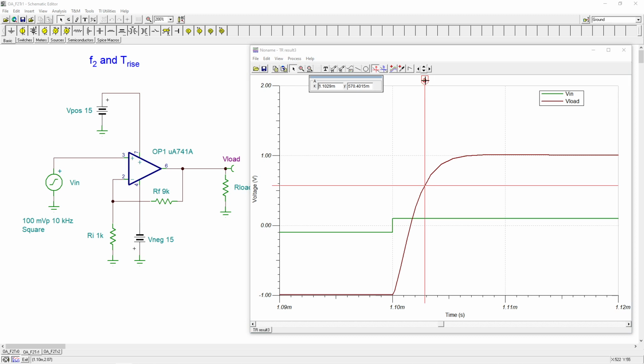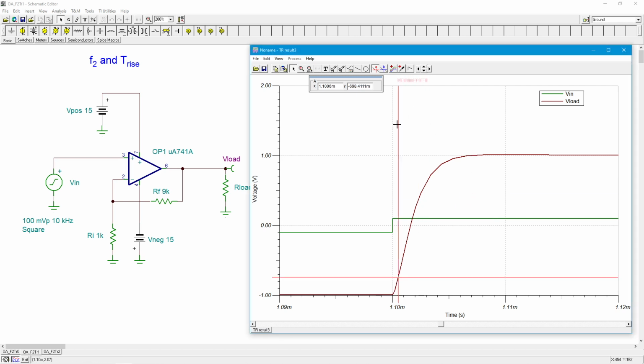So again, 10% to 90% of the peak-to-peak value. The peak-to-peak value on this is 2 volts, so 10% of that would be 0.2 volts. I want to come up 0.2 volts from the bottom here, and come down 0.2 volts from the top, all right? So the bottom down here is just about minus 1 volt, right?